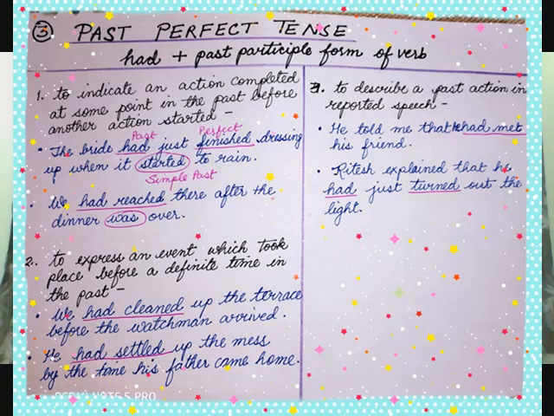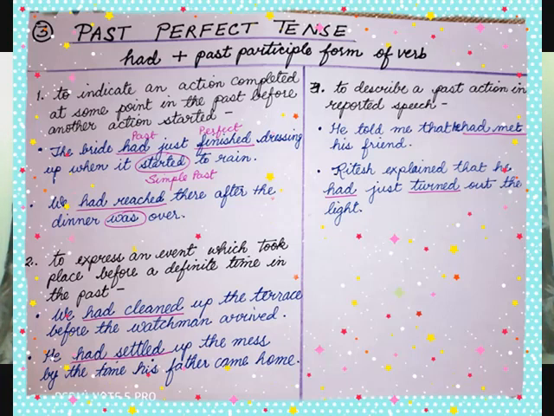Now the second use of past perfect tense is to express an event which took place before a definite time in the past. It is used to express an event or an action which took place before a definite time in the past. Like you will understand from the following examples. We had cleaned up the terrace before the watchman arrived. When did they clean up the terrace? When the watchman arrived. The time of arriving of the watchman is not mentioned. So we have used here past perfect tense instead of other forms of verbs.